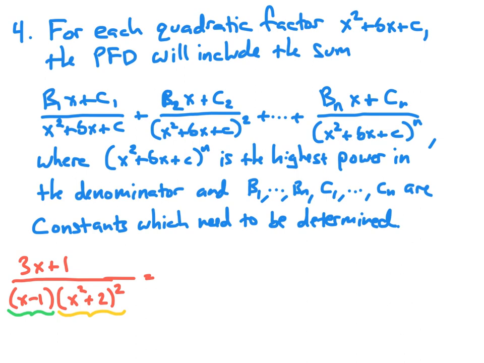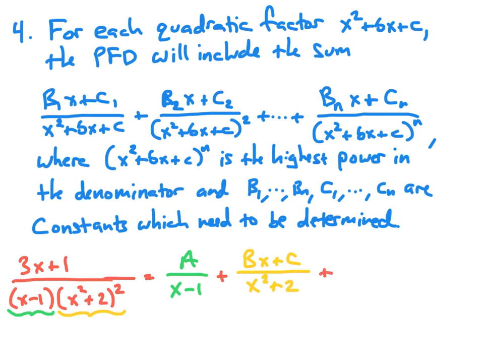So if we start with the linear term, x minus 1, we know that that will contribute a term of the form a over x minus 1. And that will be it, since it appears just to the first power. Now moving on to the quadratic, we have the quadratic x squared plus 2 as our factor. And so this will give us a term of the form bx plus c, some linear term, over x squared plus 2.